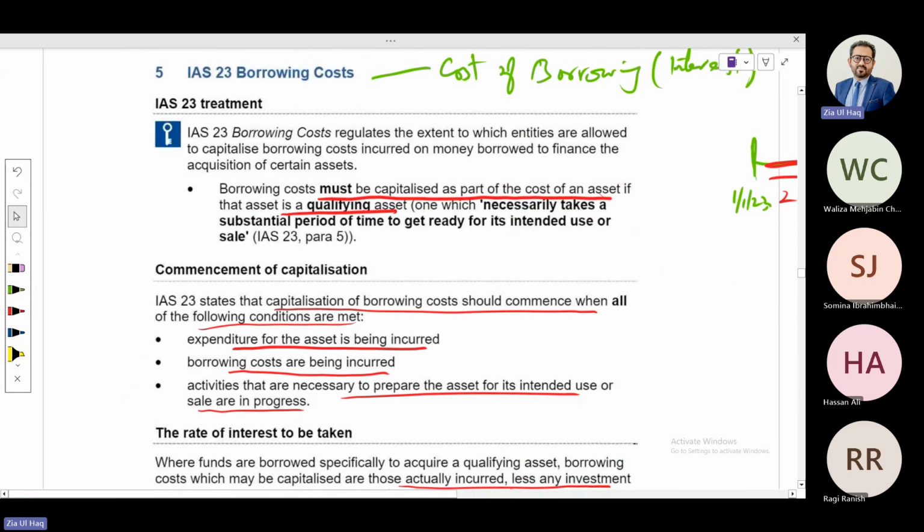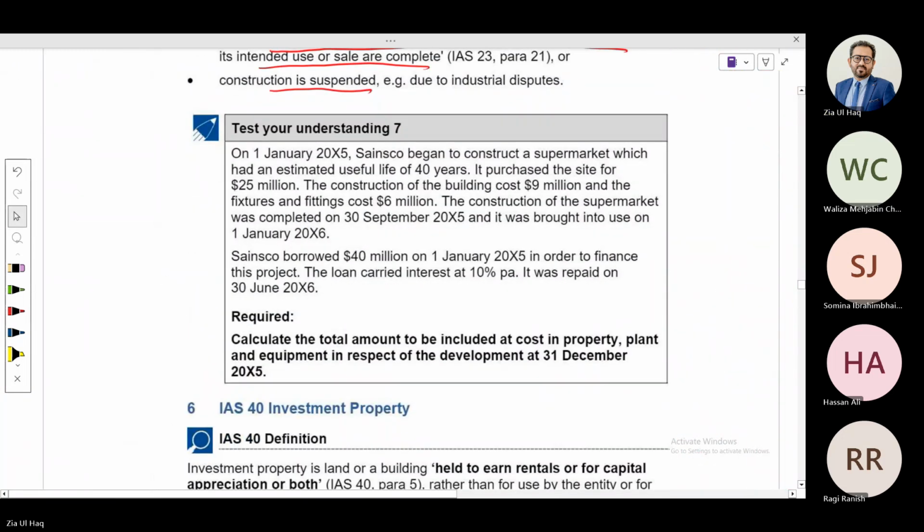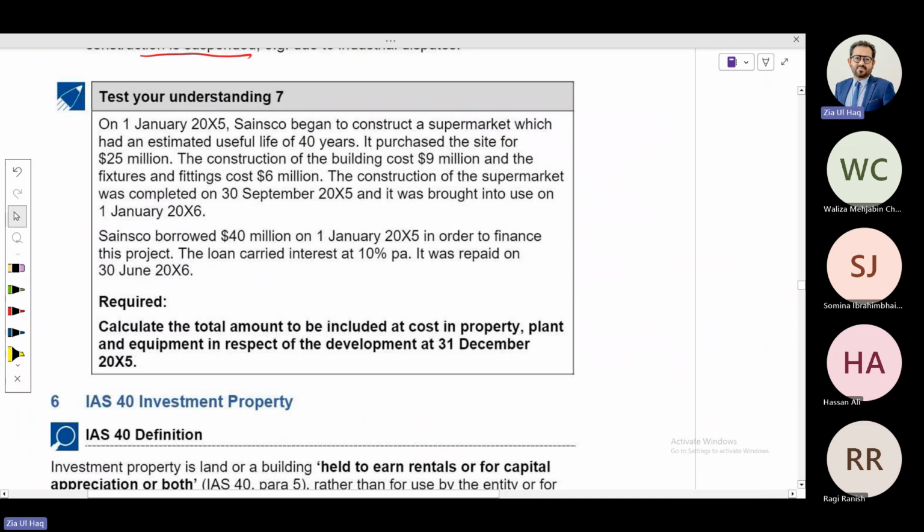Let's discuss statutory understanding 7. What we need to do is calculate the total amount to be included at cost in property, plant and equipment in respect of development at 31st December. We need to calculate the total cost that should be capitalized into asset cost.